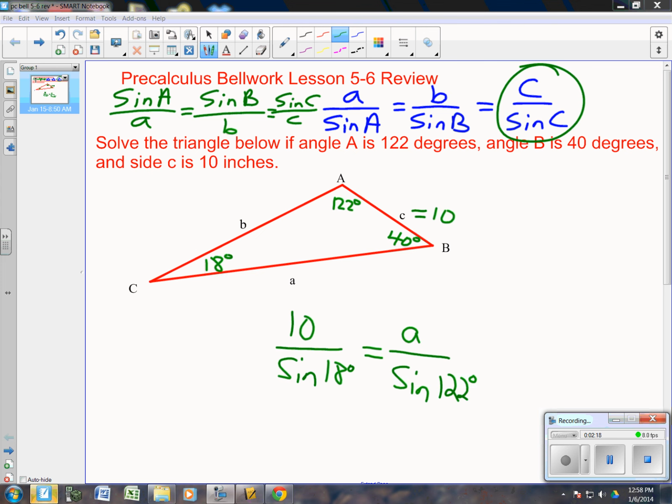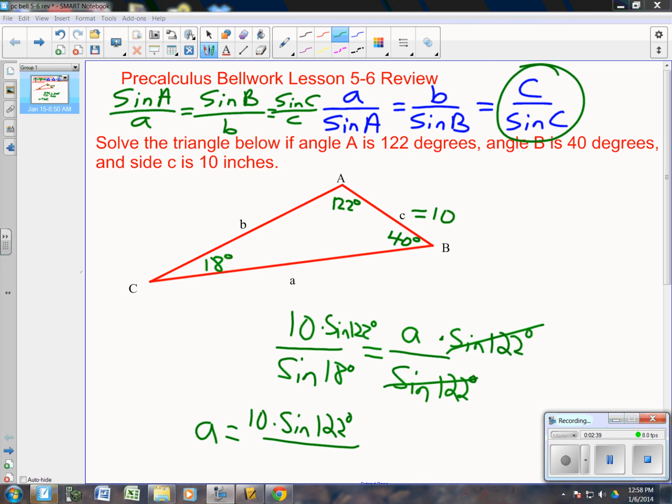So how do I go about solving for that? I multiply both sides by sine of 122, because over here they're going to cancel out and I have A by itself. So A is equal to 10 times the sine of 122 degrees all over the sine of 18 degrees. Put it in your calculator. Tell me what the answer is. By the way, if you come up with a different answer than everybody else, you might want to check your mode.